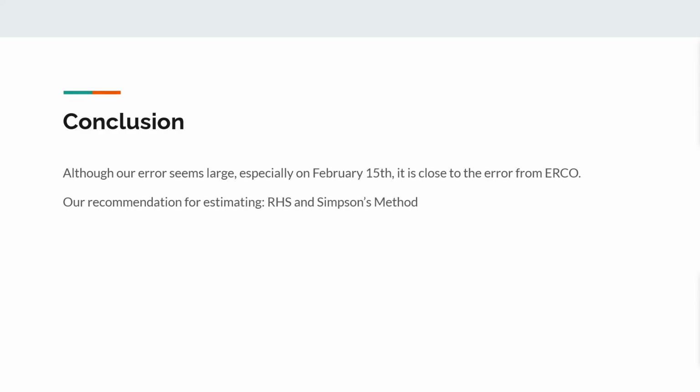So in conclusion, although our error seems really large, especially on the 15th, it is close to the error that came from ERCO. So we believe that it was a data set error. In our recommendation, the right-hand side and Simpson's method were actually the closest in percentage error. So we would recommend both of those. We would not recommend the left-hand side or the trapezoid. Their error margins were slightly larger.